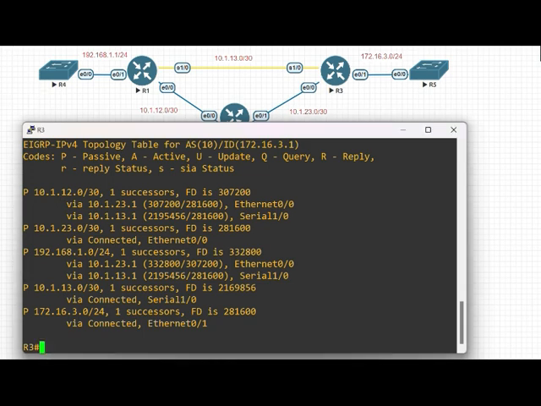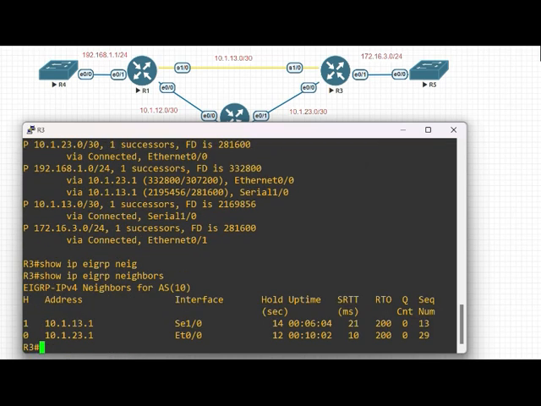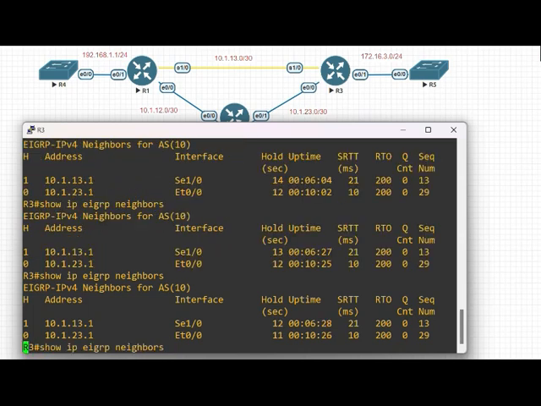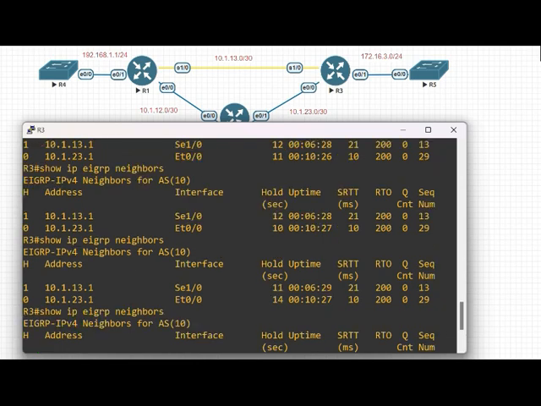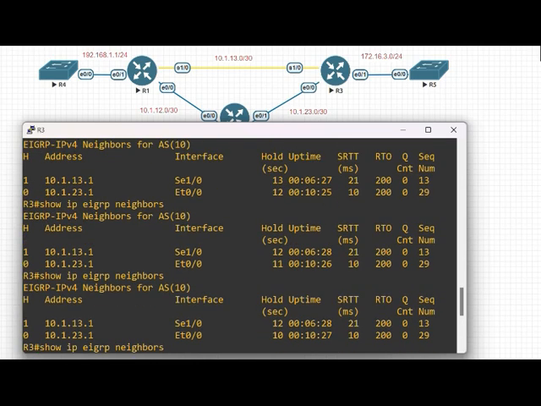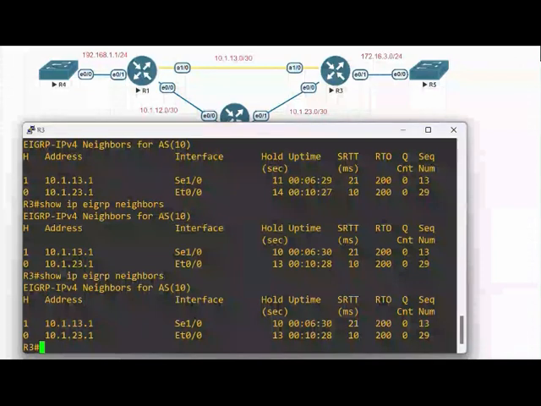Next, let's look at another data structure in EIGRP, which is the neighbor table. So, show ip eigrp neighbors. Router 3 has two neighbors; one is 10.1.13.1, which is router 1, via the serial interface, and here we have a hold time that we've discussed before. If I do this show command repeatedly, you see that the hold time is decreasing, from 14 to 13 to 12 to 11 and 10. Later on, it will reset itself when it receives a hello from the neighbor.